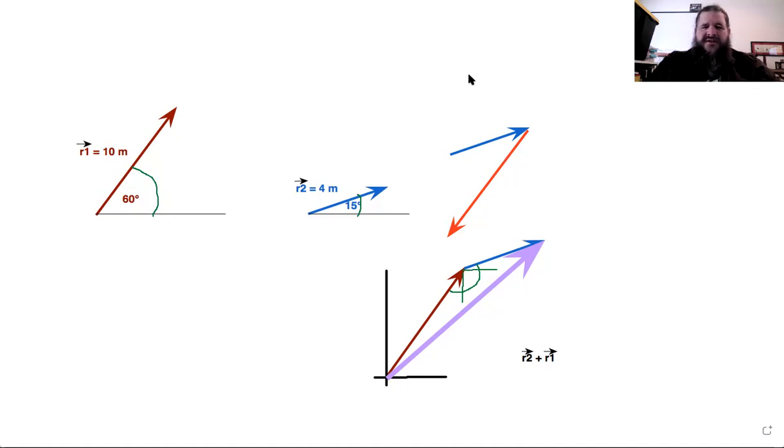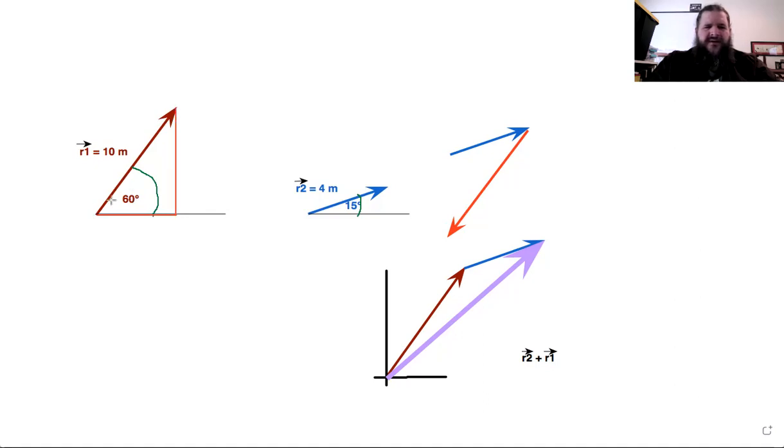But fortunately, we don't actually need to resort to the advanced trigonometry stuff. We can do this entirely using just right triangles by drawing out the components. The idea is we're going to split each of these vectors into components. You could describe R1 as turn in the 60-degree direction and walk 10 meters forward. But you could also get there by walking a certain distance to the right, or to the east, and a certain distance to the north.